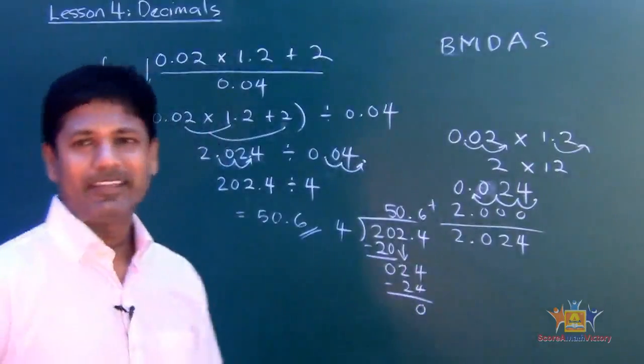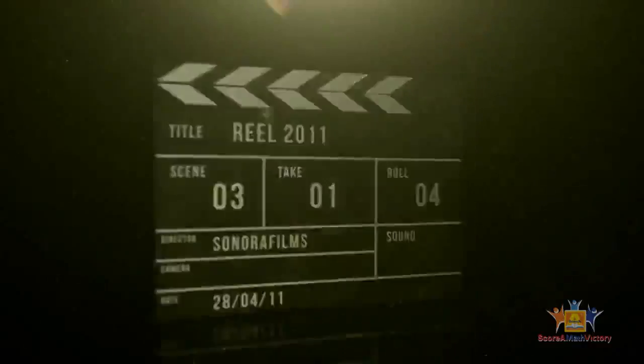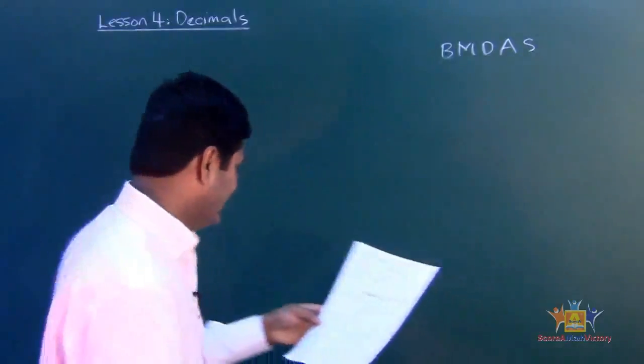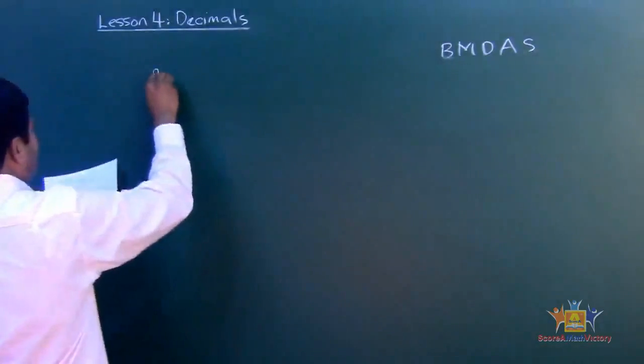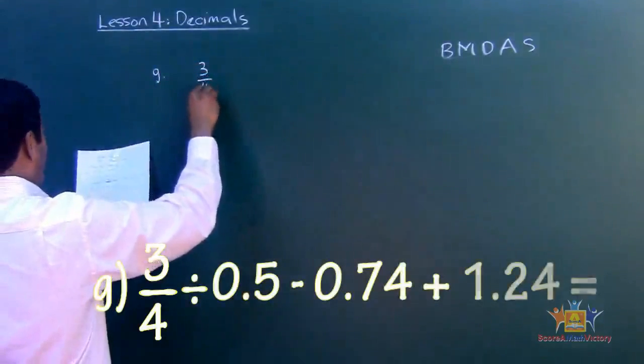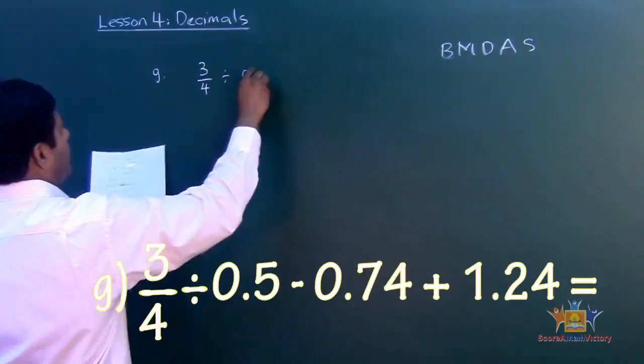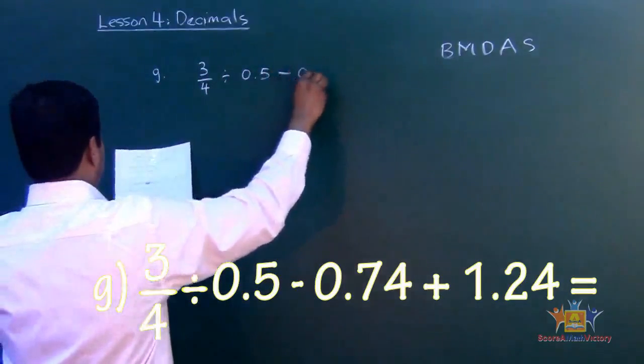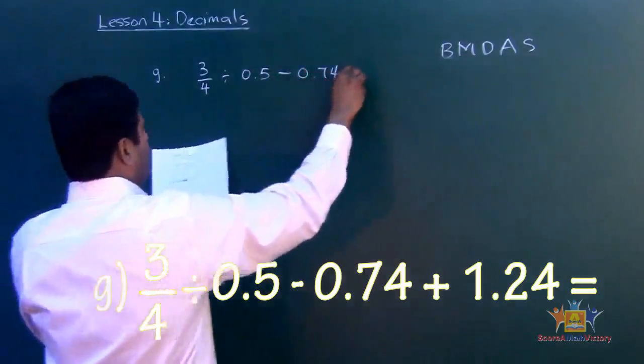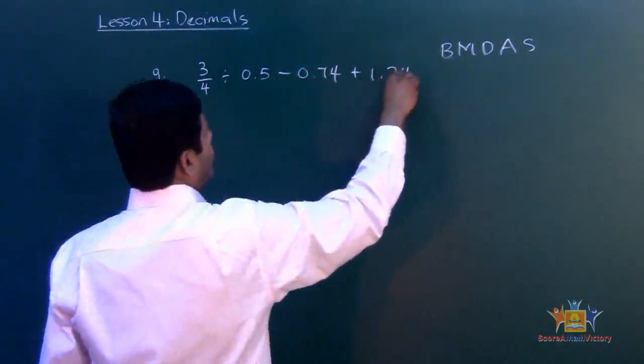Alright, let Mr. Mac erase the board again. I'll be back. Alright, let's do problem G. So problem G, you're given 3 over 4 divided by 0.5 minus 0.74 plus 1.24.